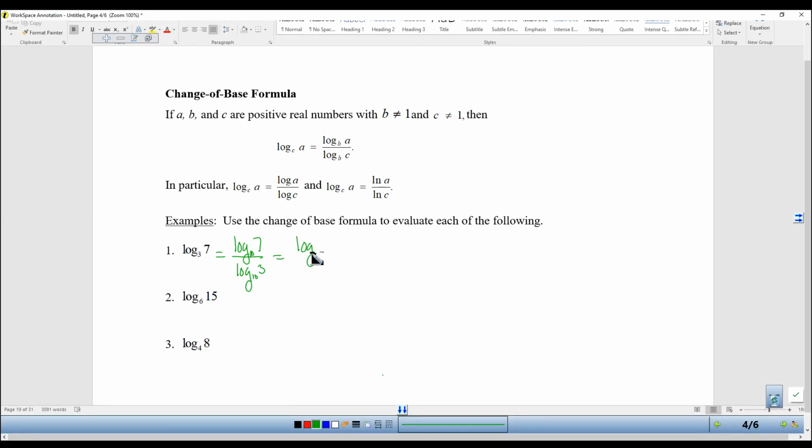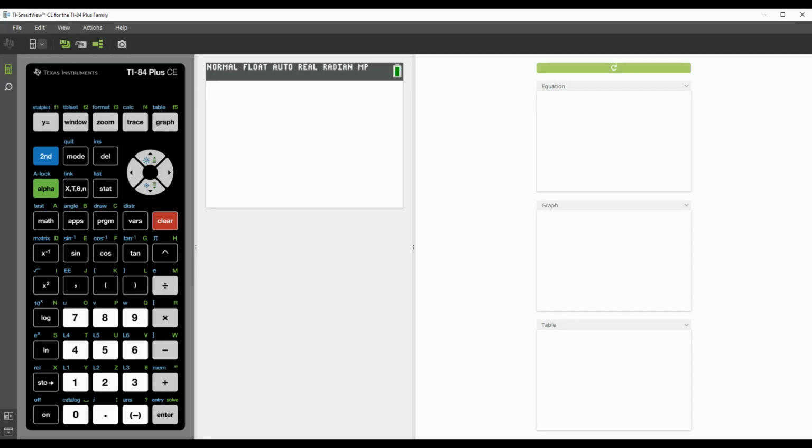So you can just hit log 7 on your calculator divided by log 3 on your calculator, and that means the same thing as that. So let me go ahead and show it to you on your calculator.